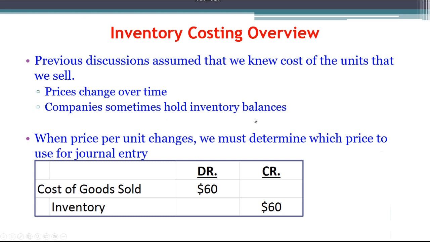Companies sometimes hold inventory balances on hand. If they seldom hold any extra inventory and they sell all their inventory immediately, then there's not a concern. But when they do hold a lot of inventory, and when you're faced with inflationary pressures, then you'll see cost changes. So when the price per unit changes, we need to determine which of those costs we use for our journal entry. Again, this is the journal entry. Which cost do we use? Maybe this unit cost us $60 at one time, $62 another time, $70 another time. We need to know which of those costs to use.